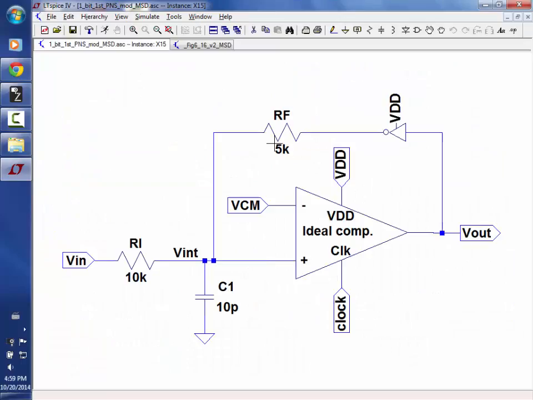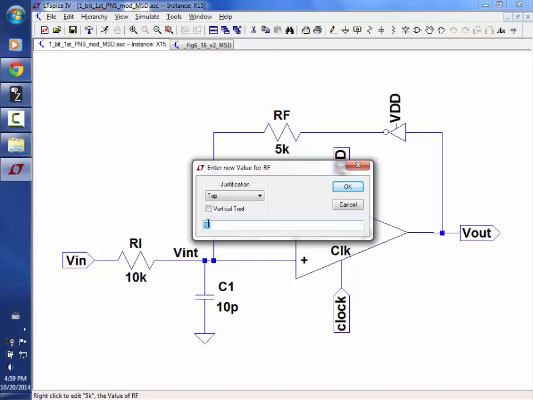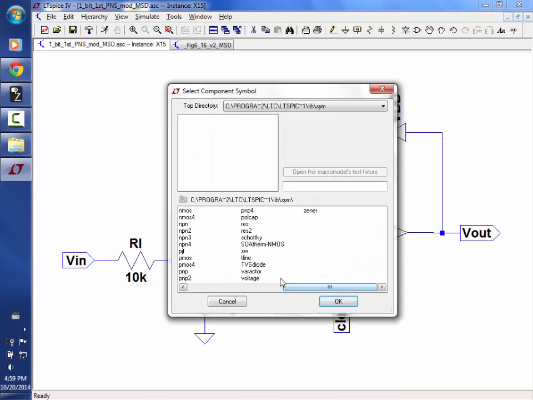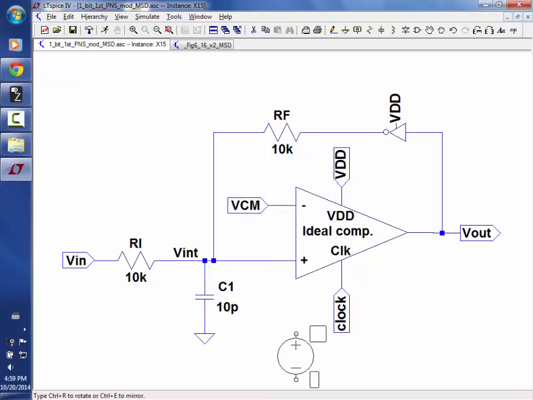And then if I change that back to 10, and I'm going to put a big offset in just so you can see it. Go grab the voltage source here. Control R it.